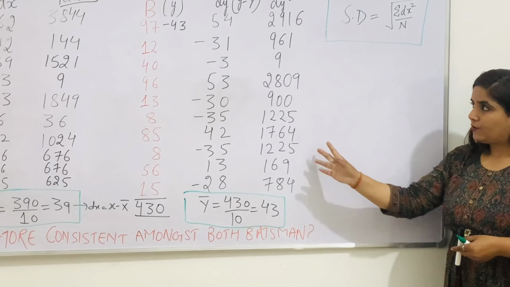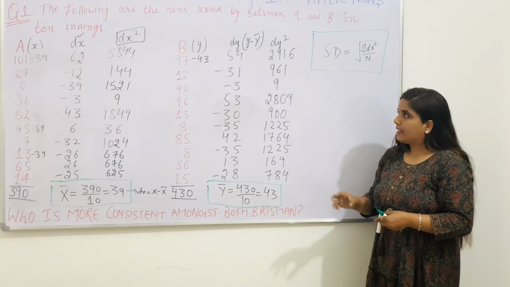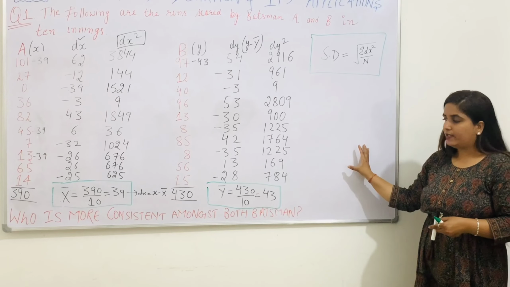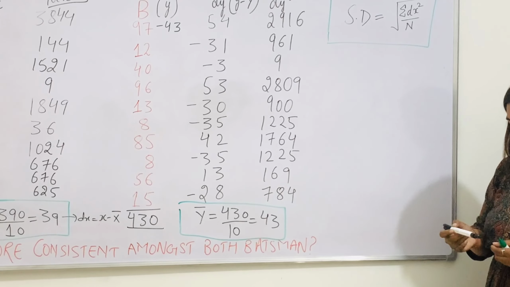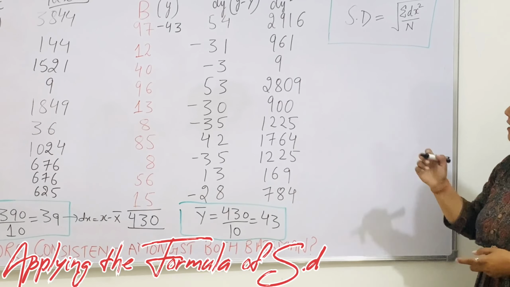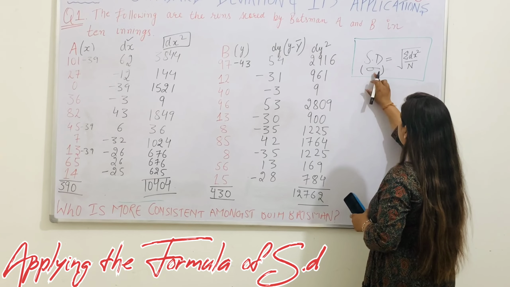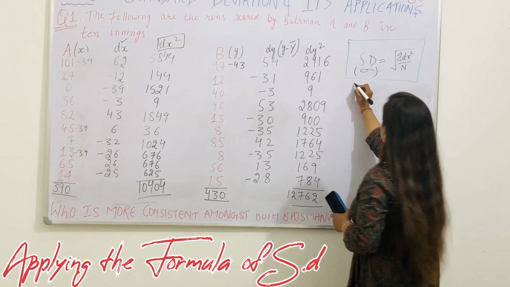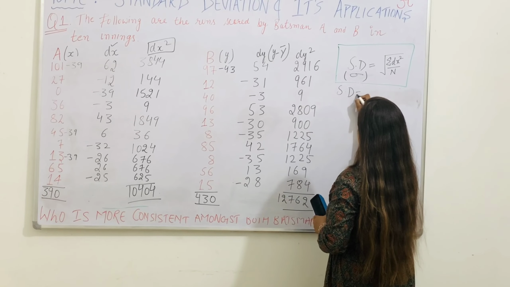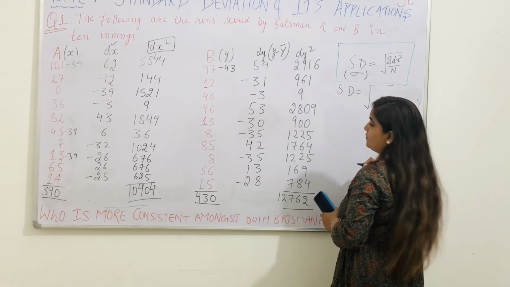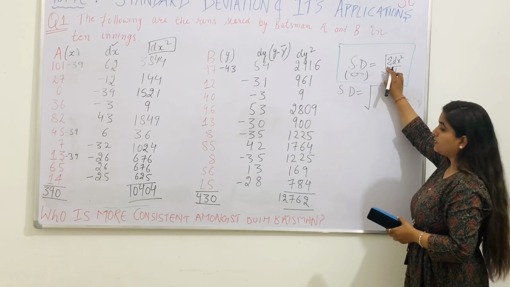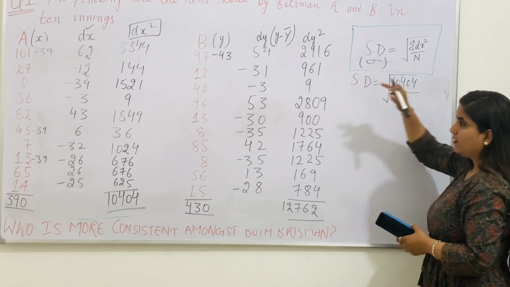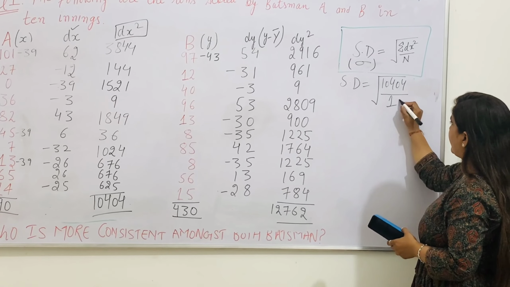So this is the process for both the batsmen. The calculations are done for the tabular values only. Now we will apply all values in the formulas. So here are the further calculations. The symbol of standard deviation is written as this. It is also known as sigma. Now we will substitute the values which we have solved for dx square summation, which is 10404, and the number of terms, which is 10.